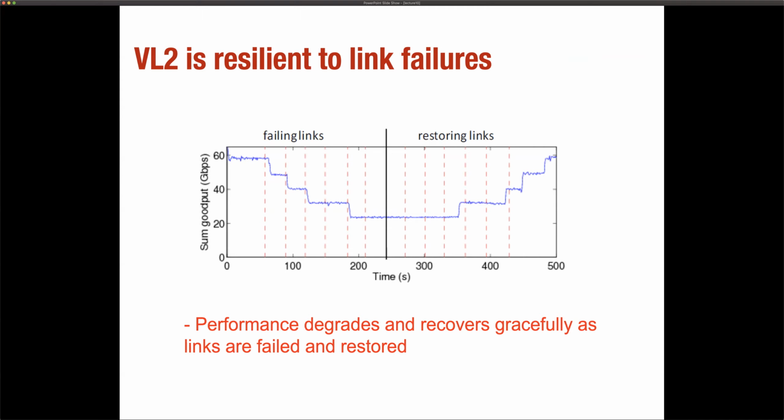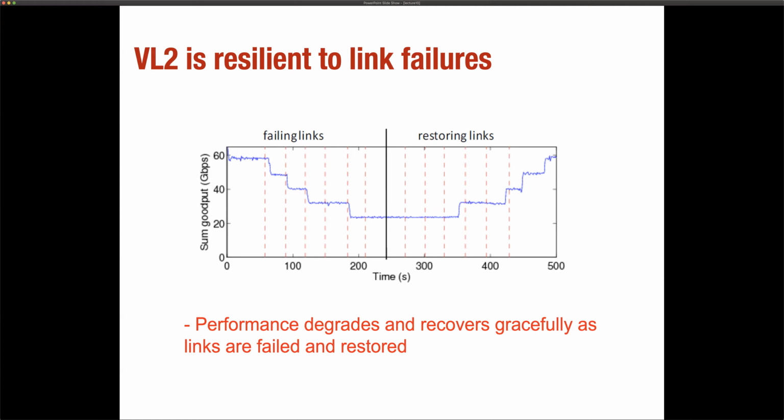So in this case, what they're doing is taking one link out at a time, right? One red line is one link failing, then the second link failing, third link failing, fourth link failing, and all the way to 6 links failing, and then they're restoring those 6 links. And as you can see, it's a very predictable pattern. There is some performance degradation, the goodput goes down, but it's a very smooth transition from one level to the other.